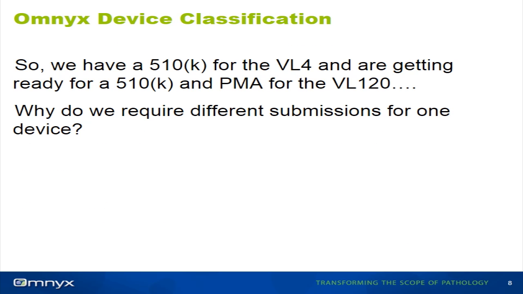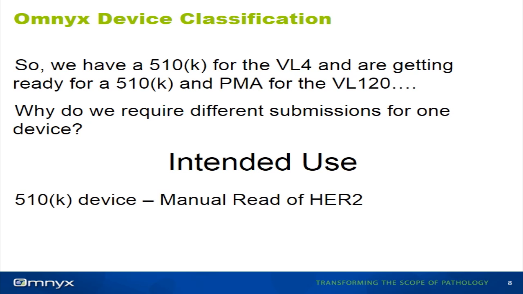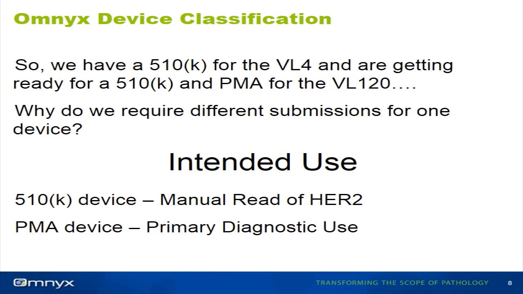So we have a 510(k) for the VL4 scanner, and are preparing a PMA for the VL120 scanner. So why do we require different submissions for one device? It all comes down to the manufacturer's intended use. So for the 510(k) device, our intended use is limited to the manual read of HER2. For the PMA device, our intended use expands to primary diagnostic use.